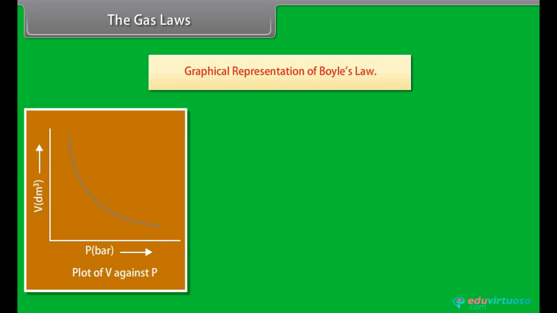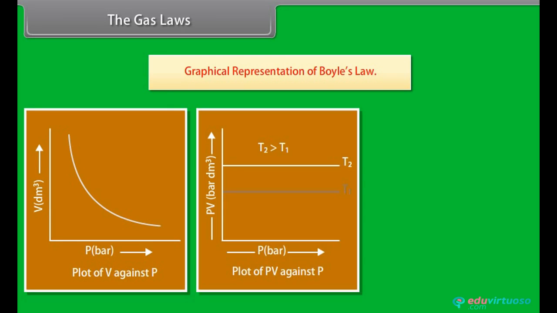Graphical representation of Boyle's law. It shows the plot of V versus P at a particular temperature. It shows that as P increases, V decreases. It shows the plot of PV versus P at a particular temperature. It indicates that the PV value remains constant in spite of a regular increase in P.